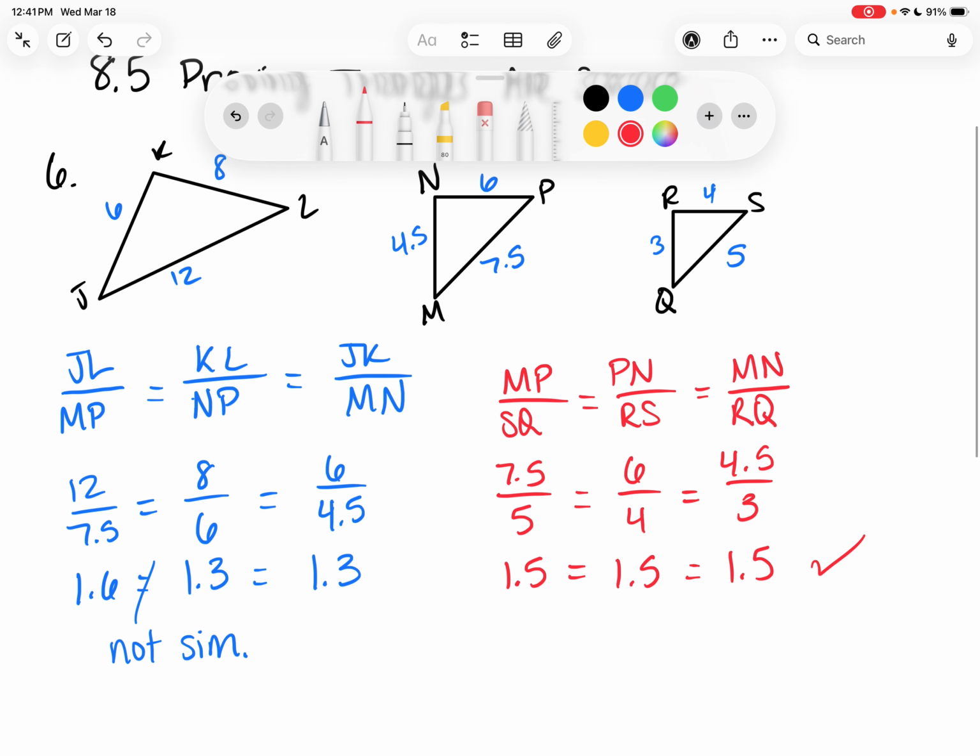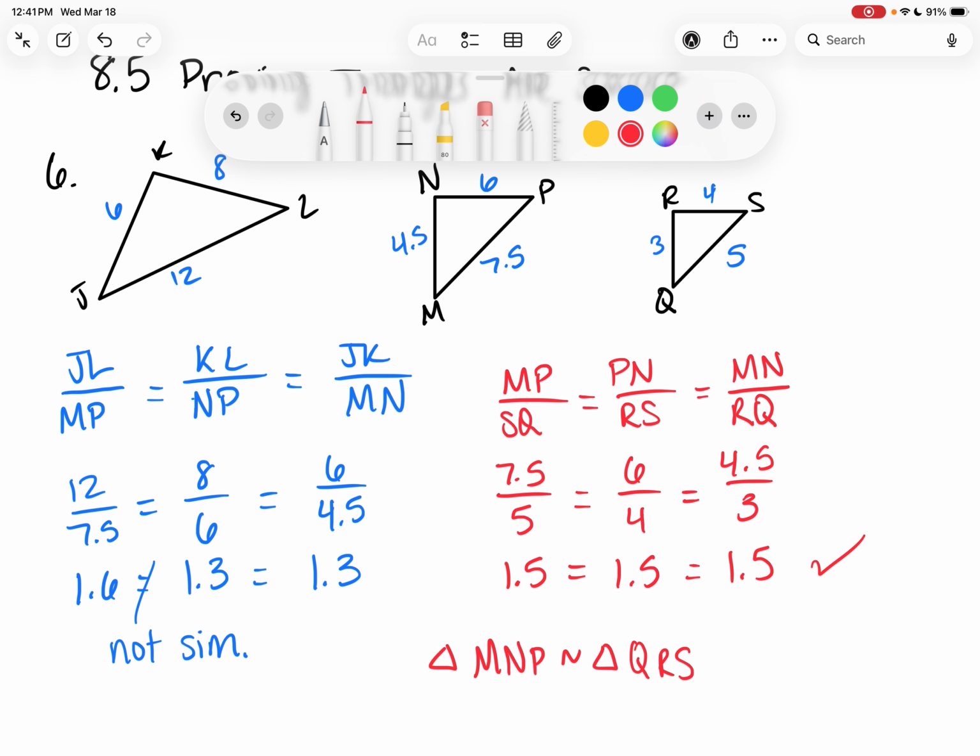So then my similarity statement would be that triangle, and as long as you start in an order and go about it the same way, it's fine. So I'm going to start at the bottom and then go up and around this way. So MNP is similar to triangle, going the same way, QRS. So that's the similarity statement, and then they want the scale factor.